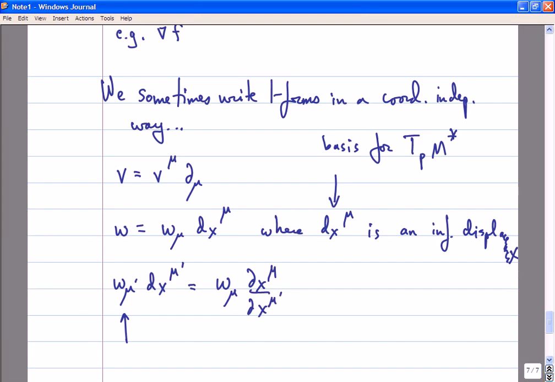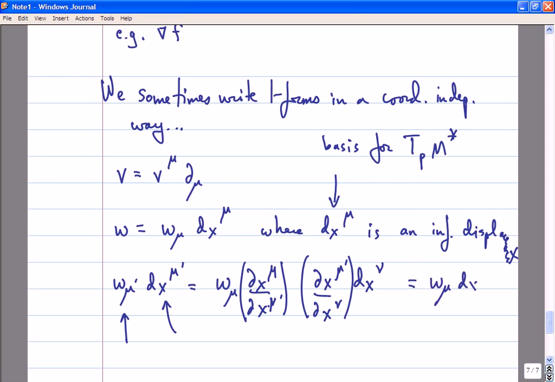It's not mu prime. Not yet. Let's call it dx mu prime. And what's this guy here? Well, we've already worked out the transformation rule for the infinitesimal displacements dx mu. That's equal to dx nu times dx mu prime... oh, I'm sorry, there was a mu. This is mu prime, not nu prime, by dx nu. Again, we have a Jacobian, an inverse Jacobian. They cancel, give me a Kronecker delta symbol, and I get W mu dx mu.